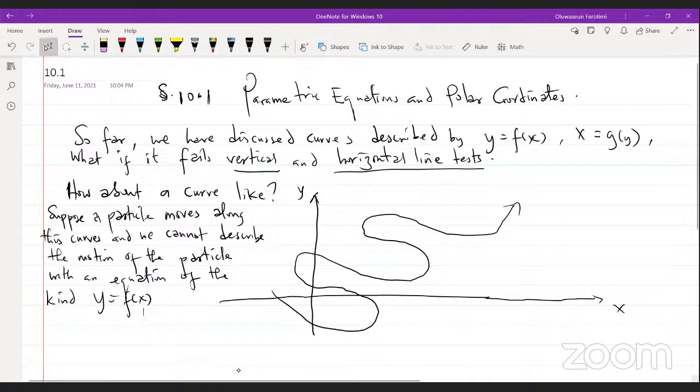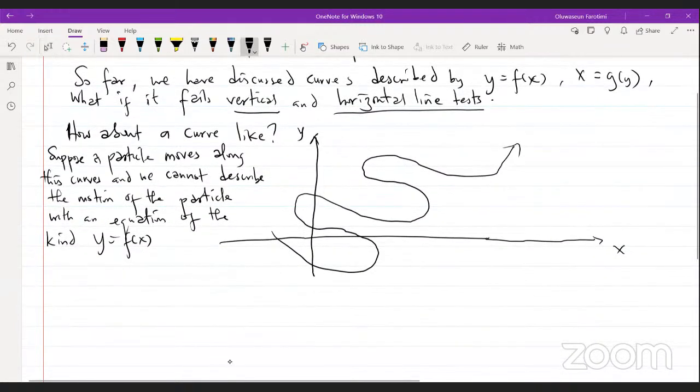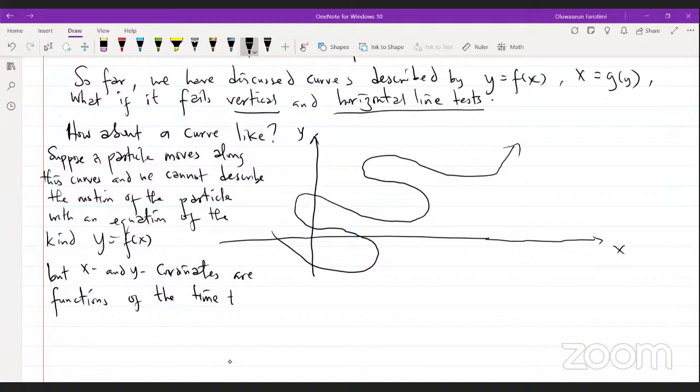But my x and y coordinates are functions of time. Now, what does this mean? It means at a particular time, you have a particular x and y. At time t1, you have x1, y1. At time t2, you have x2, y2. At time t3, you have x3, y3, on and on and on.